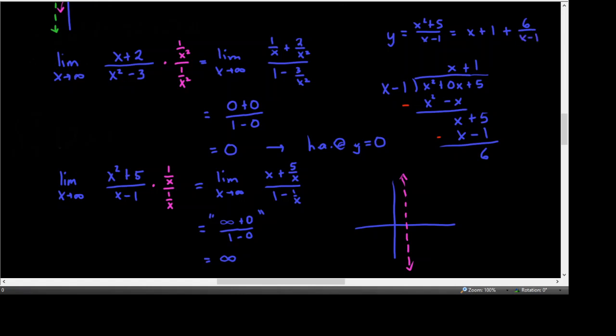And you know that 6 over x minus 1, that part, as x goes to infinity, gets closer and closer to 0. And so what's left is it's getting closer and closer to the quotient part of this, x plus 1. And so the slant asymptote equation is always going to be y equals the quotient part of the answer, and the remainder over divisor part will go to 0. So there's the equation of the slant asymptote.